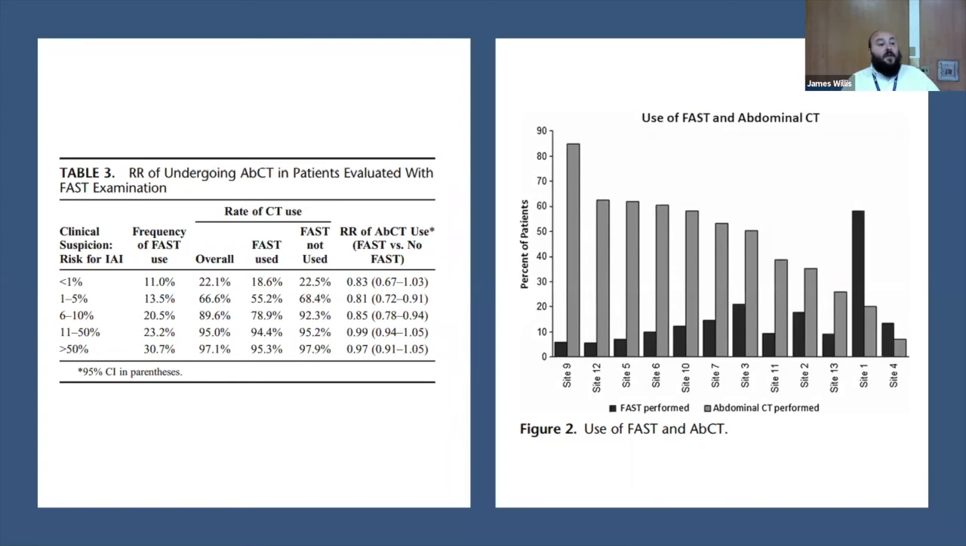And interestingly, what that study found was that as the provider's suspicion for intra-abdominal injury increases, so does the rate of the FAST exam use. And as the rate of the FAST exam increases, the rate of CT abdomen pelvis decreases. So if you have a higher suspicion for intra-abdominal injury, you'll do the FAST exam in the pediatric patient. If it's negative and you're borderline suspicious, you may hold off on the CT. The reason for all these studies is because we want to limit the amount of radiation exposure to pediatrics, because we all know that cumulative radiation increases risk for cancer.